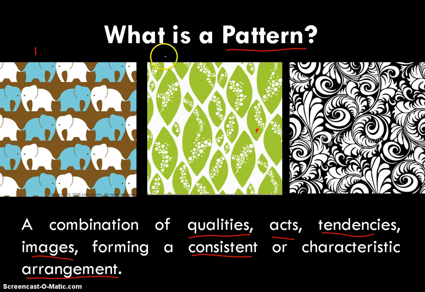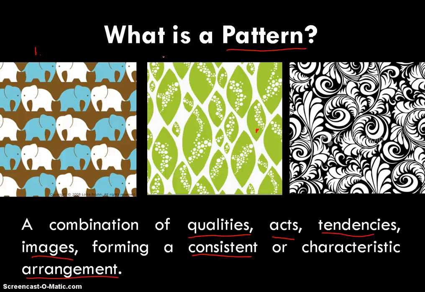Here, okay, what's the pattern? Leaves. Okay, but is it the exact same leaf? That's pretty close, but they're different sizes, with different bubbles inside of it. You see that? So it's not always the exact same thing, but they have similar qualities, and they're all green with white bubbles inside of it. Does that make sense? Okay.